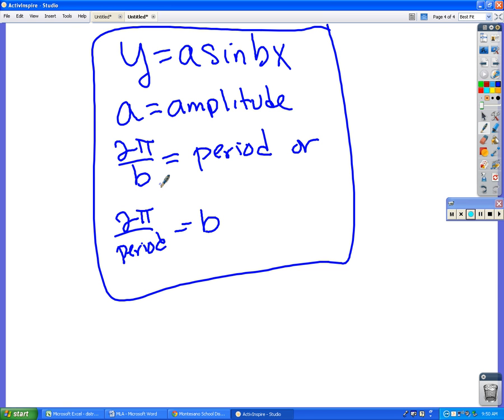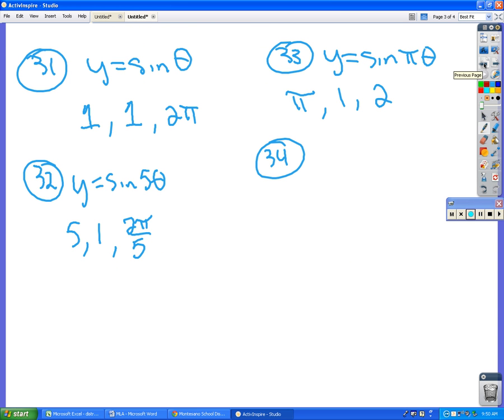Or if they want you to go the other way around and look at a graph and come up with the equation to find out what this number is that goes here, what we were doing is we were going 2 pi divided by the period. So depending on which way you want to go, if you want to know the period, you go 2 pi divided by b. If you know the period and you want to find the number that goes in front of x so you can write the equation, then you go 2 pi divided by the period. Okay? So that should be in your notes, and that should make all of these problems really easy.